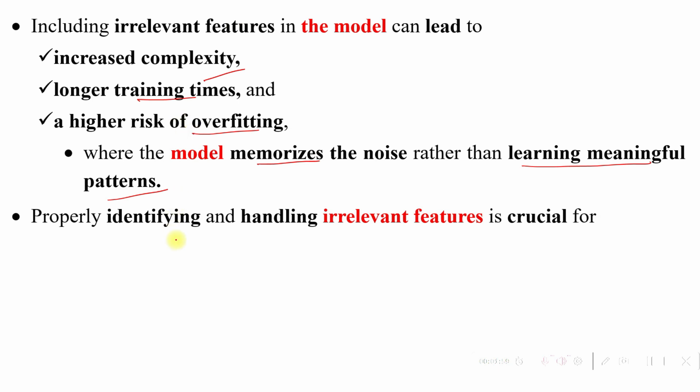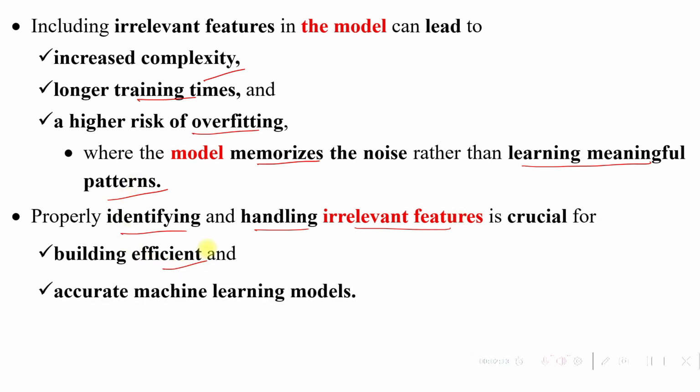So properly identifying the irrelevant features in our dataset and handling them is a very crucial part of machine learning, in order to build efficient and accurate machine learning models. This is very important for machine learning models.